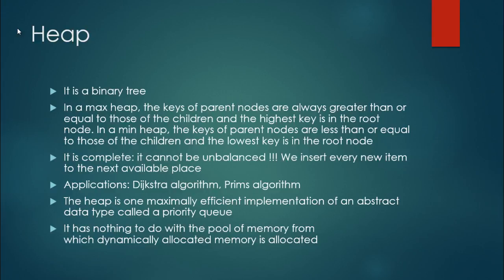And the second property is that it is complete. It cannot be unbalanced. We insert every new item to the next available place. The heap is one maximally efficient implementation of an abstract data type called a priority queue. It doesn't matter, it's abstract computer science stuff. And it has nothing to do with the pool of memory from which dynamically allocated memory is allocated.